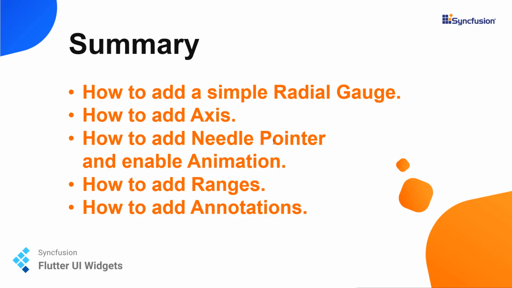So let me summarize what we have learned today. We have learned how to add a simple radial gauge into your Flutter application. We have seen how to add an axis. We have also learned how to add a needle pointer and enable animation for it. And we also saw how to add ranges and how to customize each range with different colors. And we also saw how to add an annotation and how to position those annotations.